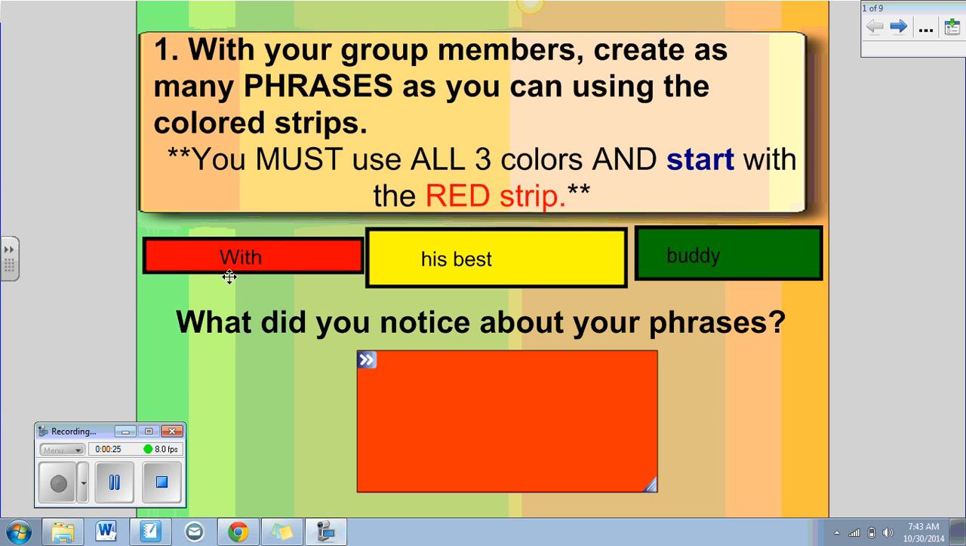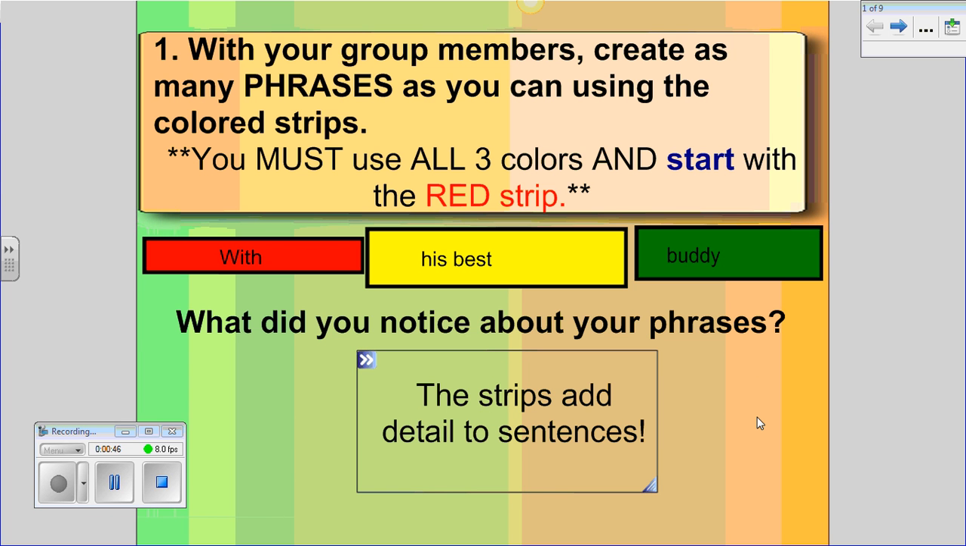Here's an example of a phrase that you may have come up with: his best buddy. What do you notice about this phrase? Now take a look at your phrases. What do you notice about them? Do you see any similarities about these phrases? If you notice that all of these phrases add detail to our sentences, then that's wonderful.